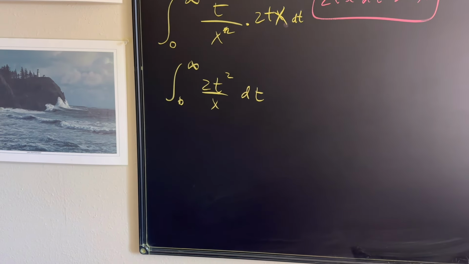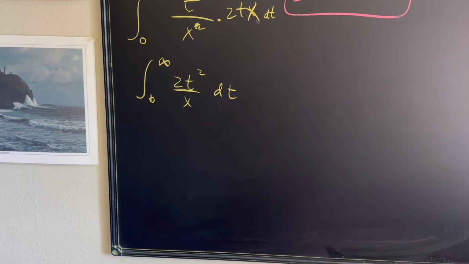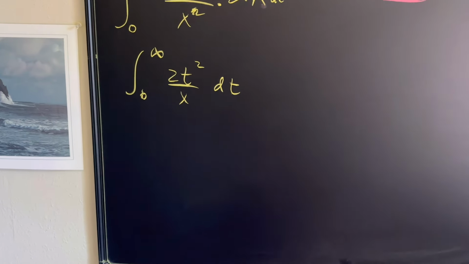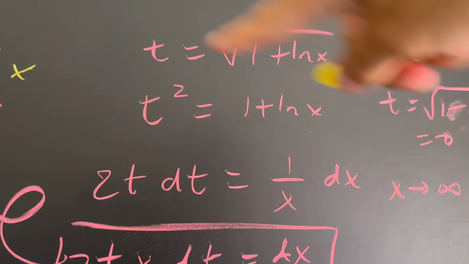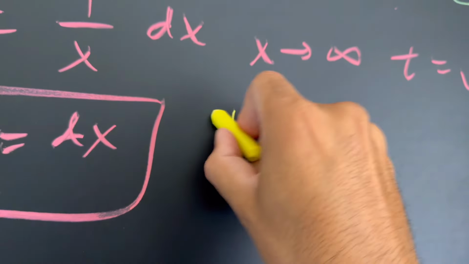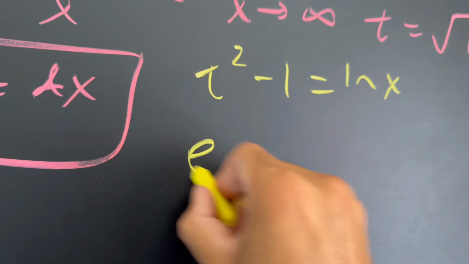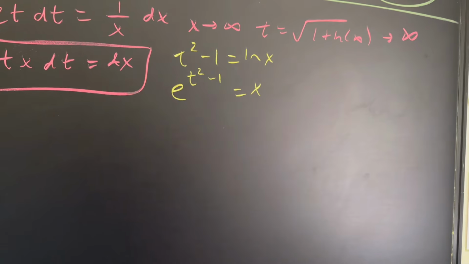Okay, so this is a little odd, because we don't want to be dealing with the x anymore, since everything is in terms of t. So let's go back to this x universe, which is over here. If we subtract the 1 to the other side, then we get t squared minus 1 is equal to the natural log of x. And if we take e to both sides, you can eat it. And now we have this right here, e to the t squared minus 1.